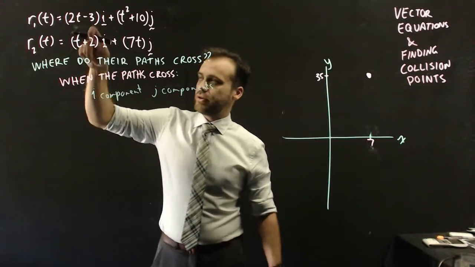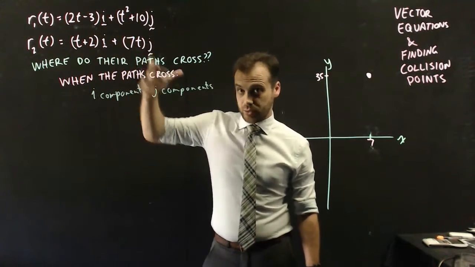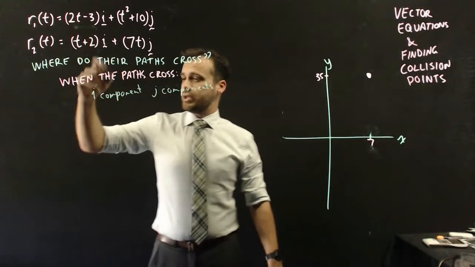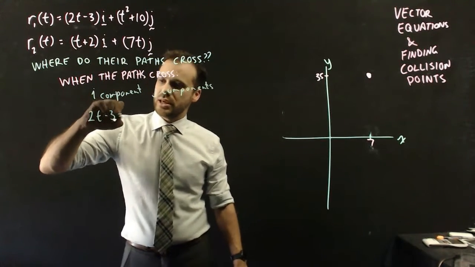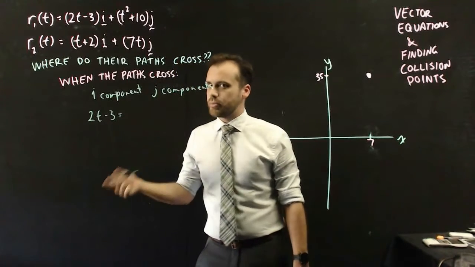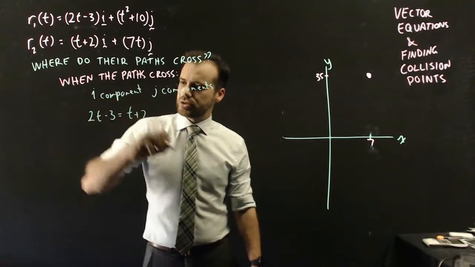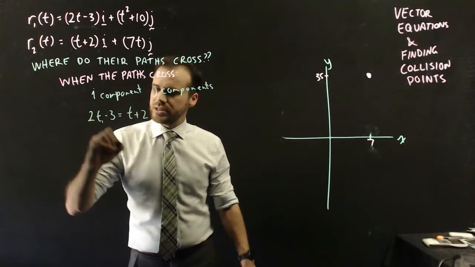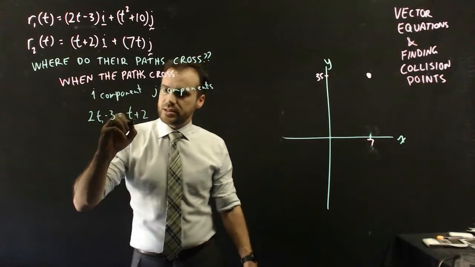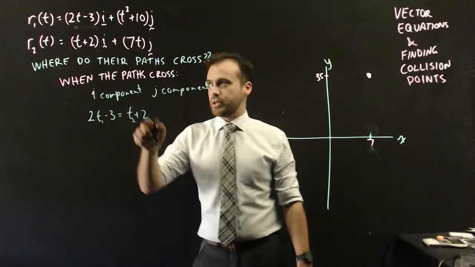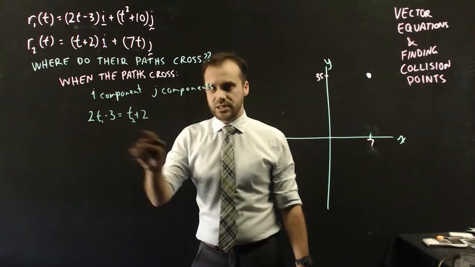The I components are equal to each other, and the J components are equal to each other. So I can say that 2t minus 3 is equal to, and I know you think you know what I'm going to write, but I'm not going to write that. t plus 2. Now this is a time, so maybe like 5, and this is like another time, right? Because they don't have to arrive at the same time. These times can be different.